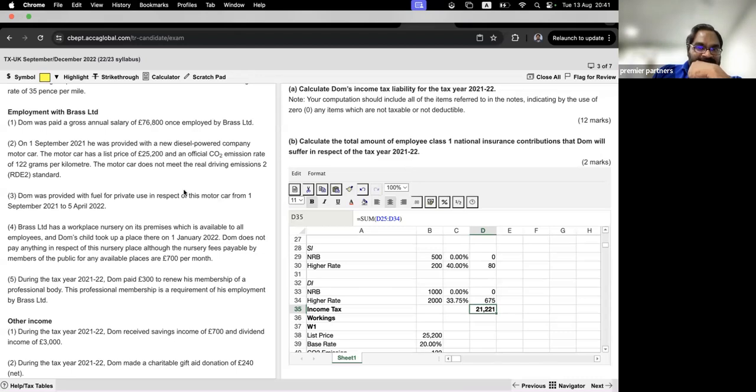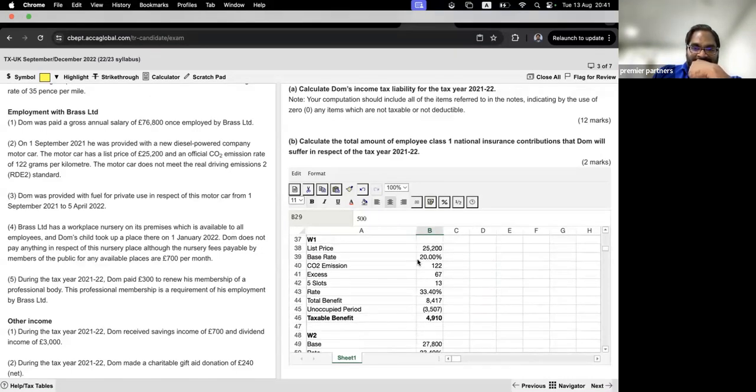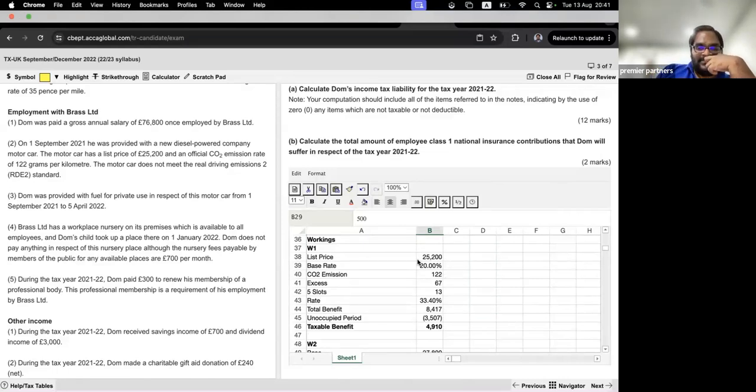Exactly. So scroll down to the car benefit. All right. So this is the car benefit. Any queries around here, Yumna? In the exam, that is fine for section C, because we are using the spreadsheet, no? So in that, not a problem. But if it is a section A or B question, you have to round down to 33. Are we good?